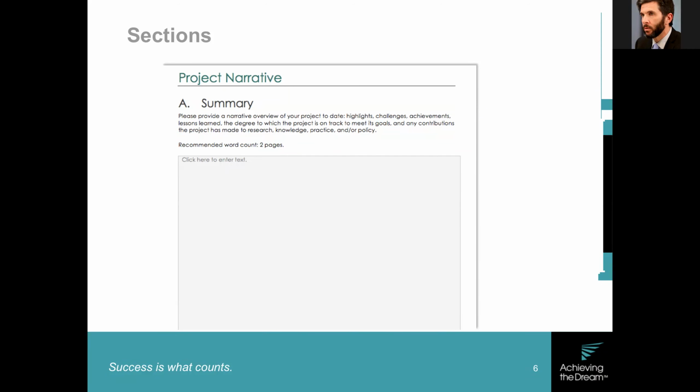Keep it to 2 pages if possible, just to make it a little bit more manageable for us. And that's not a hard and fast rule, so if you need more, that's great. But again, we want to know what the highlights are, what the challenges have been, your achievements, is the project on track, and what contributions the project has made to research knowledge within your campus or broadly.